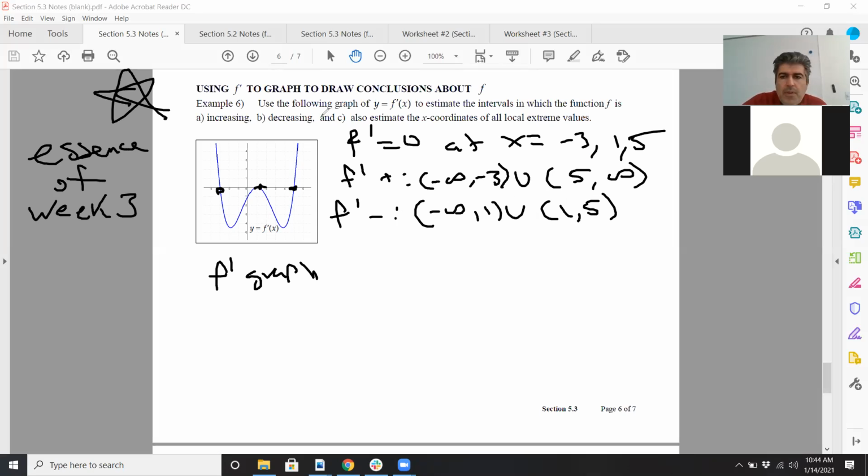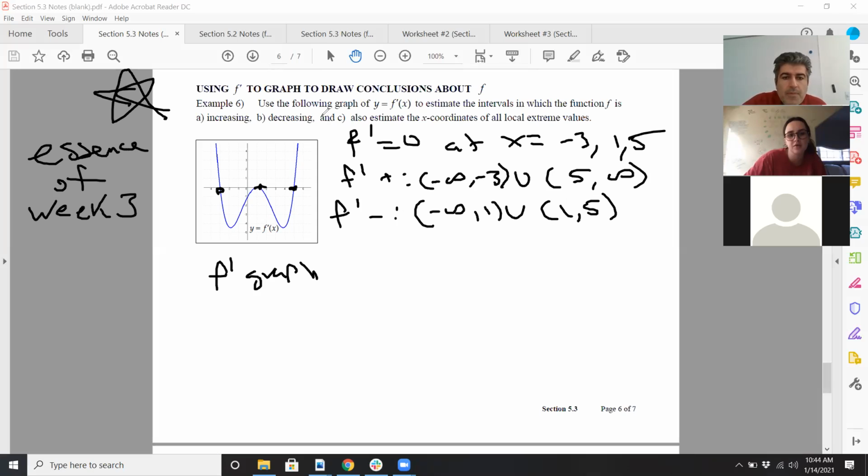So Mr. E, would f prime be negative from -3 to 1, not negative infinity to 1? Oh, shoot, you're right, sorry. Yes. Thank you. Thanks for paying attention and catching it.